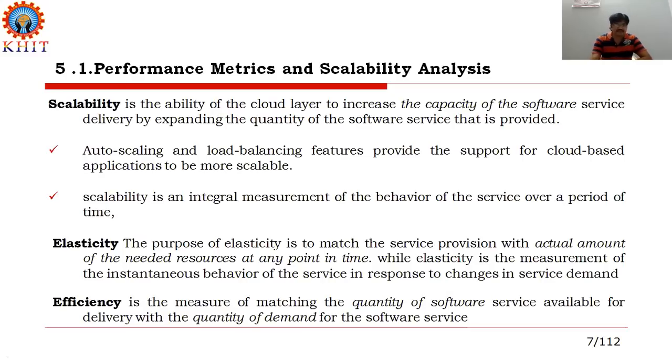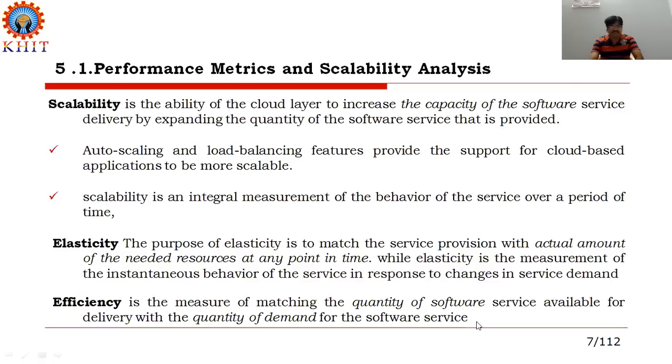So another one is efficiency. Efficiency here focuses on two terms. The first one is quality of the software and the other one is quantity of the demand. That means efficiency is the measure of matching the quantity of the software services available for delivery with the quantity of demand for the software service.